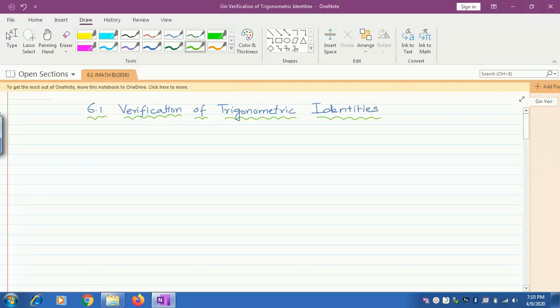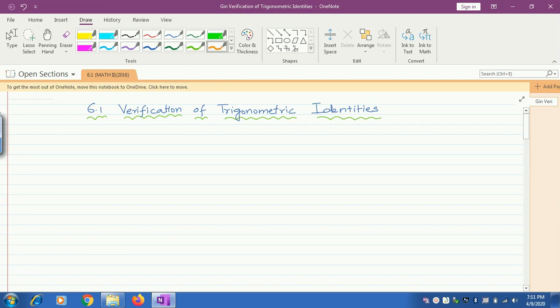Yes, good morning. Today we are going to discuss the topic 6.1, verification of trigonometric identity. Before going to the identity, the whole topic is actually about the proof. The LHS is given as trigonometric functions, and you have to find another identity so that it is equal to the RHS. Before going to that, let us go with the simple basic definition of trigonometry.